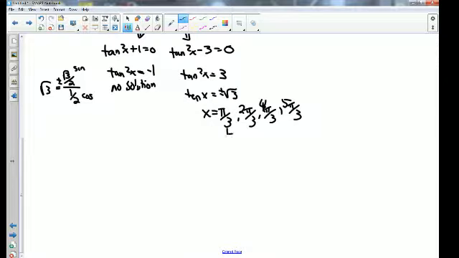What do I add to pi over 3 to get 4 pi over 3? 3 pi over 3. Yeah, pi, right? So those two are represented by pi over 3 plus pi times k. So if you add pi, you get this one. If you add pi again, it circles back around here. And if you add pi, you get this one again. Right, so k is an integer.